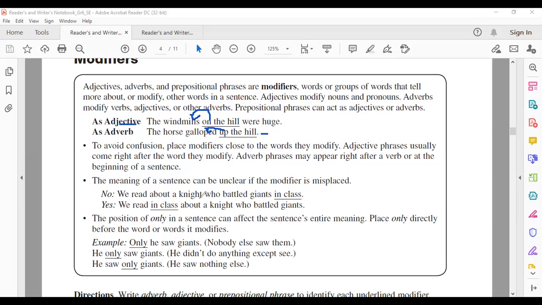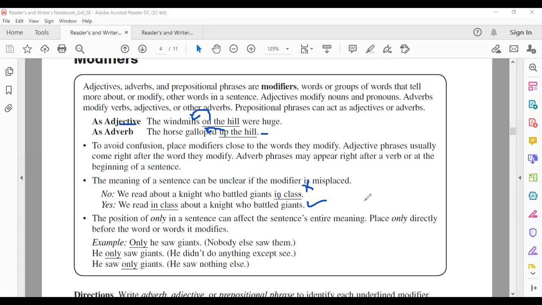We read about a knight who battled giants in a class. Does he have giants inside the class? No, of course not. So what are we doing inside the class? We read. So I have to put this modifier after the word read. So we read in a class about a knight who battled giants. Now this is correct, and this one is wrong, only by changing the place.